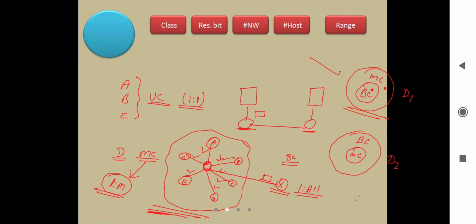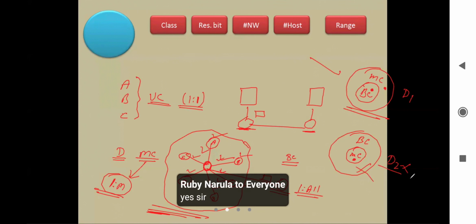What about this one? If it is multicasting, then it is also broadcasting. No, because here I am sending to A, B, and C only. Here it is multicasting, but it is not broadcasting. So if it is multicasting, it need not be broadcasting. It means this diagram is not correct. So diagram D2 is not correct. Now tell me, is it fine? Now you can take a screenshot.